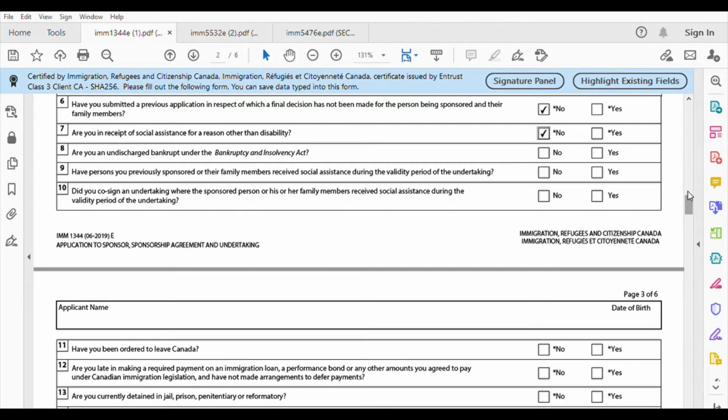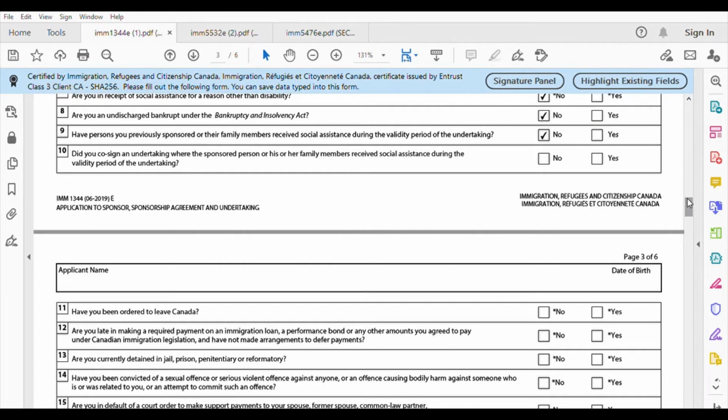Are you an undischarged bankrupt, etc.? So we choose no. Have you or a person you previously sponsored or their family member received social assistance during the validity period of undertaking? We say no. What is undertaking?